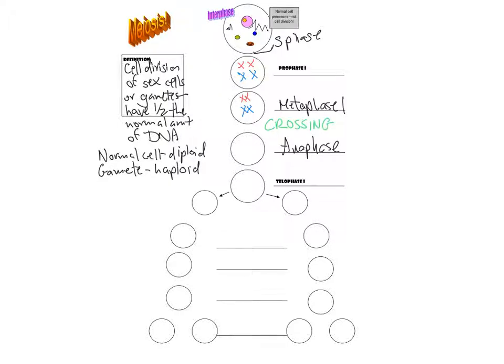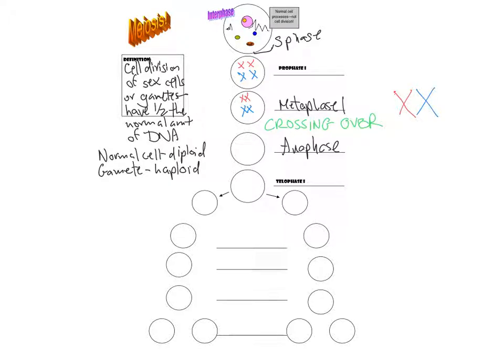So because they line up in a single line in mitosis, crossing over doesn't usually happen. But in this case, it happens quite often in meiosis. So what happens, let's draw a little close-up. Let's say we have a red one and a blue one next to each other.